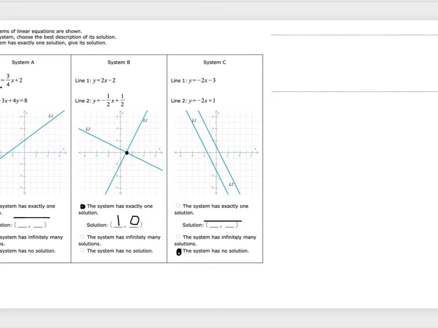It says 3 systems of linear equations are shown. For each system, choose the best description of its solution. And if the system has exactly one solution, give its solution. Now, this system right here is graphed as a single line, which means that line 1 and line 2 are exactly the same. In this situation, there are infinitely many solutions when there's just one line. Okay, infinitely many solutions.